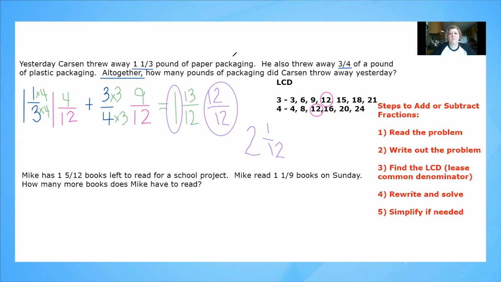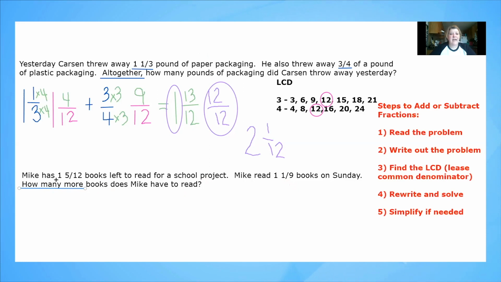So step number 1, we're going to read the problem. Mike has 1 5/12 books left to read for a school project. Mike read 1 1/9 books on Sunday. How many more books does Mike have to read? Again, we ask ourselves, what are we trying to find? In this case, we're trying to find how many more books does he have to read? How many more means that he read some, but he still has some more that he needs to read.